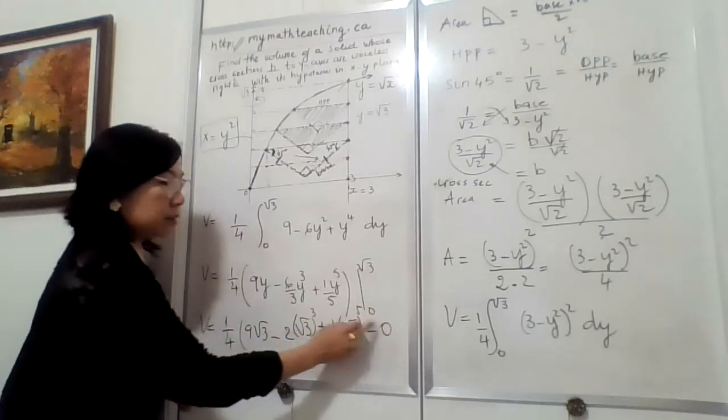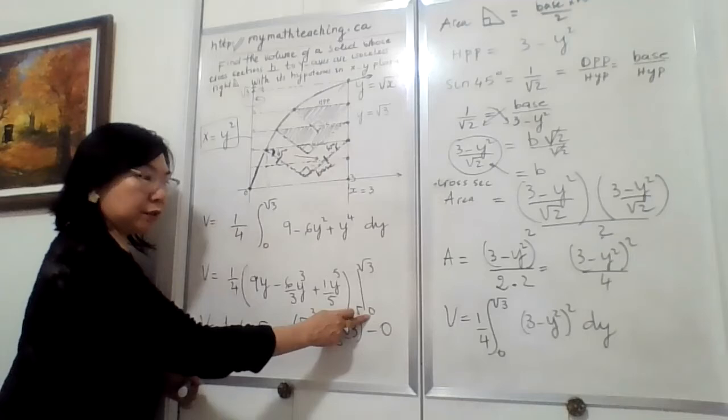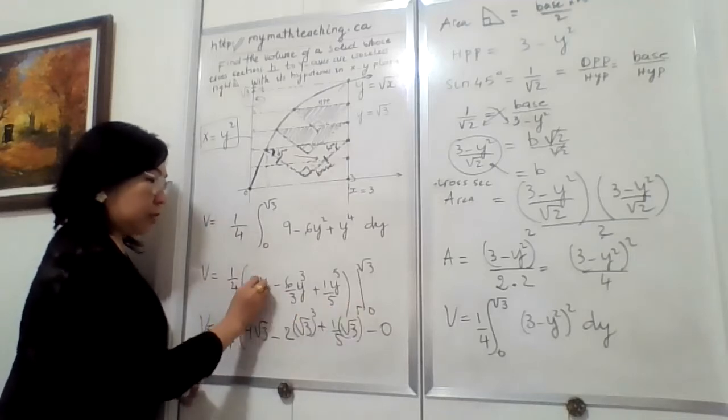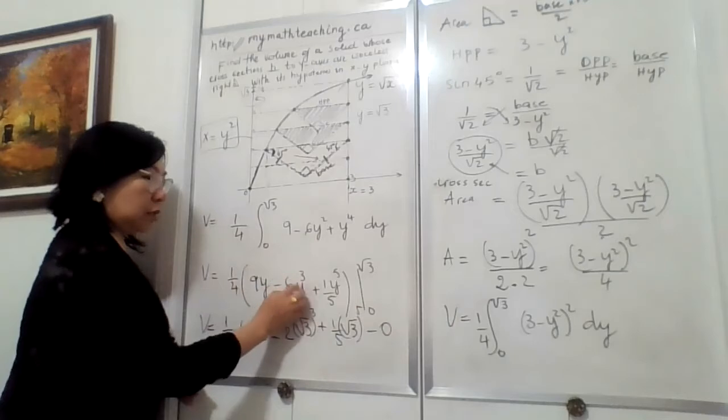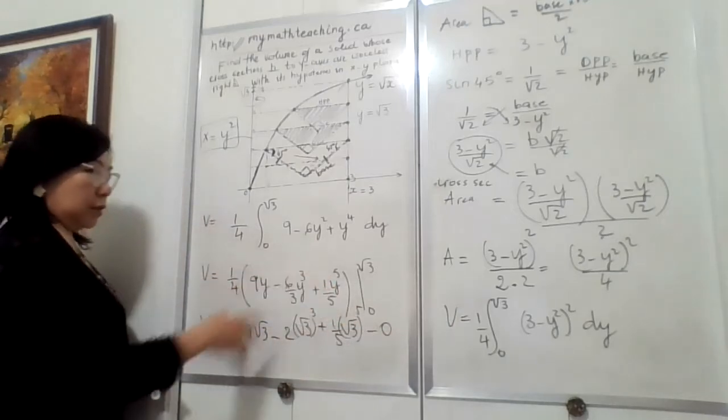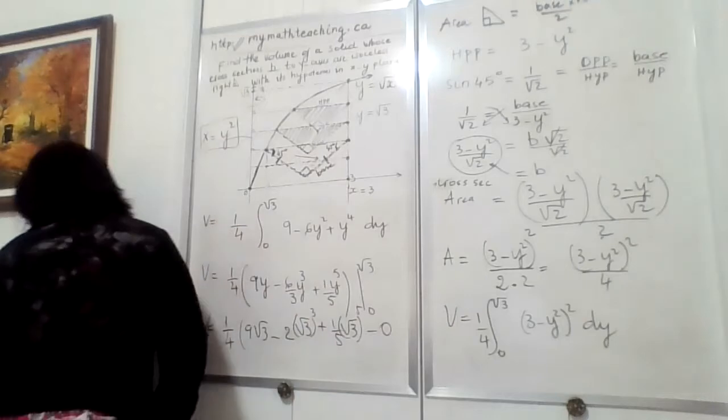And why do I say minus 0? Remember, we have to subtract this, right? But if we substitute 0 in here, this term becomes 0. Substitute 0 in here, this term becomes 0. They all become 0, so minus 0. So I'm going to have to continue to the next board.